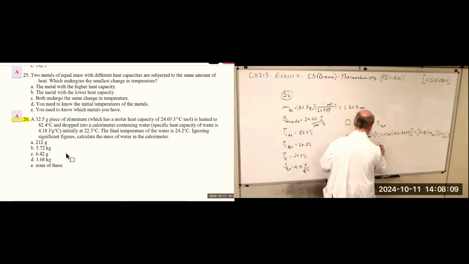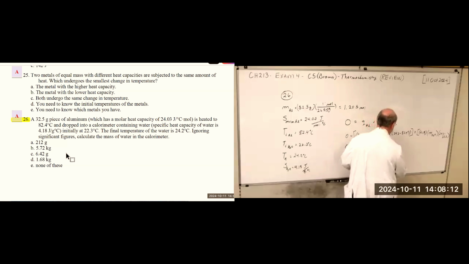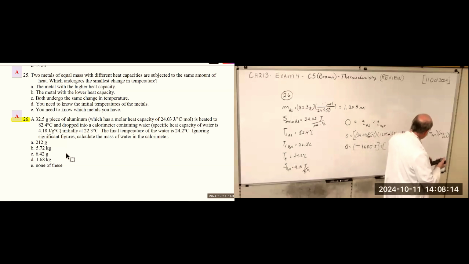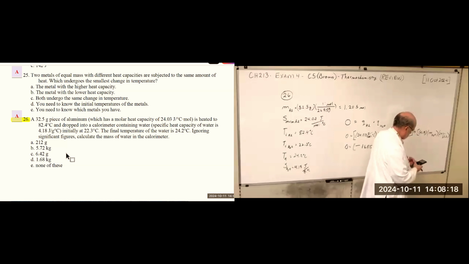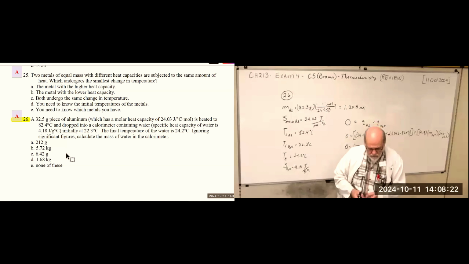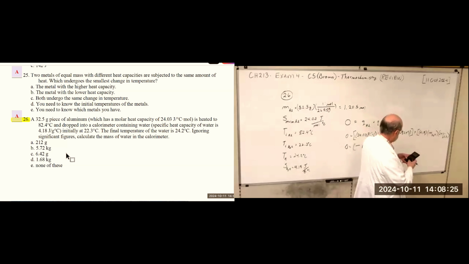Okay. Now what's inside of this one? Well, we got a number here and a number here. So we can take 24.2 minus 22.3. Yeah. Can't read my own handwriting. So that's 1.9 times 4.18. And this is 7.942 times the mass of water. All right.